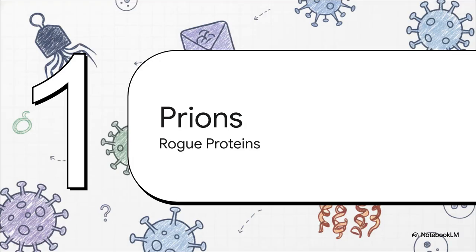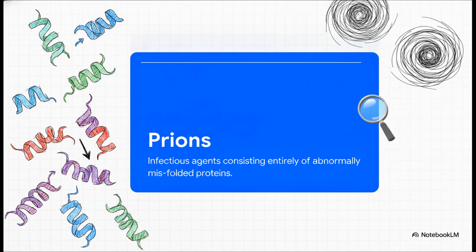Prions, rogue proteins. All right, we've gone from complex viruses to the much simpler viroids. Now, let's take this biological minimalism one step further. What if we strip away the genetic material entirely? No DNA, no RNA. Welcome to the world of prions. These are infectious agents made entirely of abnormally misfolded proteins. That's it. There's no DNA, there's no RNA. It's literally just a protein that has somehow lost its proper three-dimensional shape.